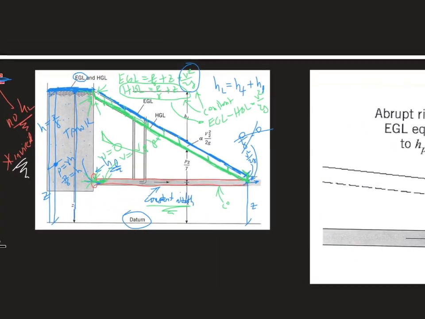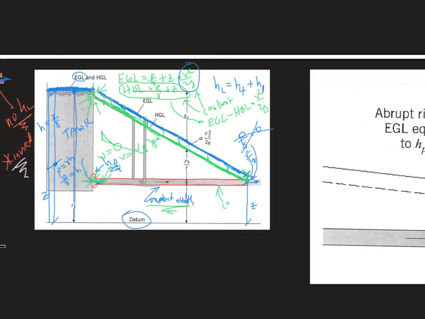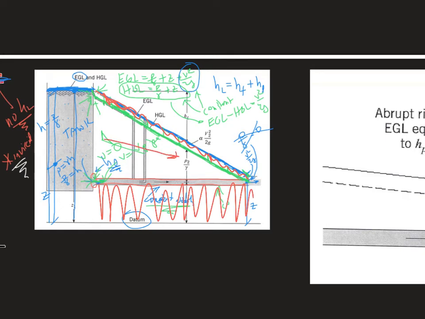So once again, before I move completely on, notice, and I think this is really important, V squared on 2g is constant the whole way. That distance is the same the whole way. Our z is the same the whole way. So all moving down this pipe, what's happening? The p on gamma is decreasing, and that means the pressure is decreasing.